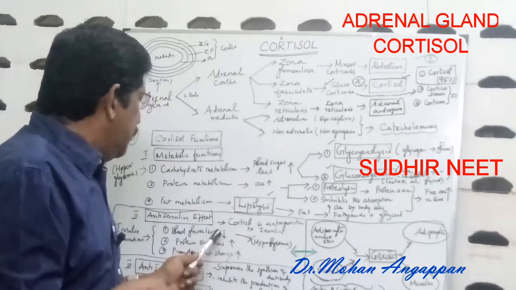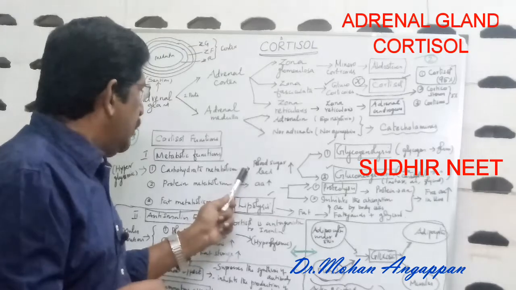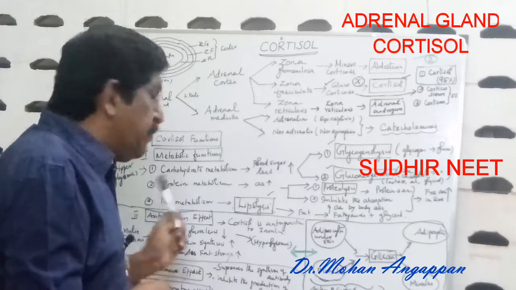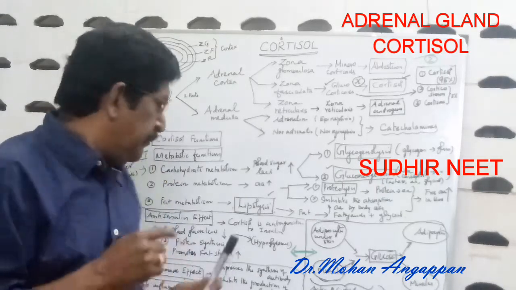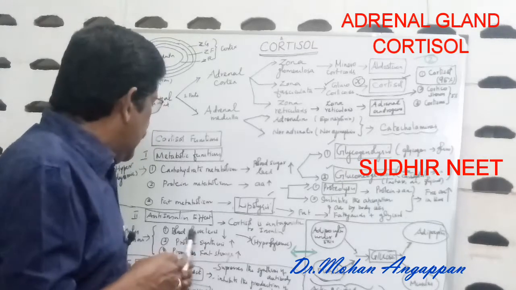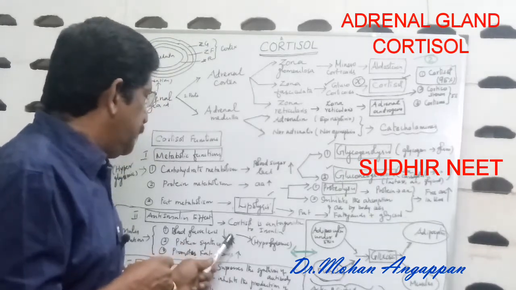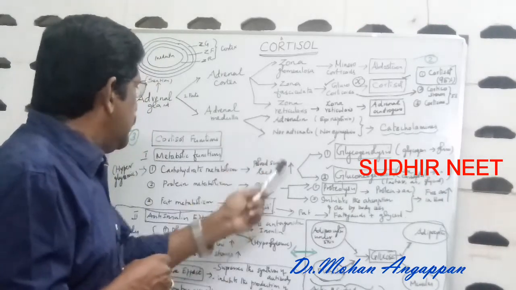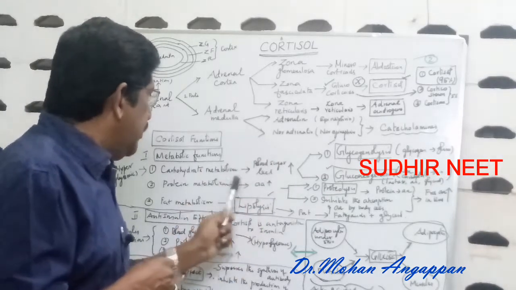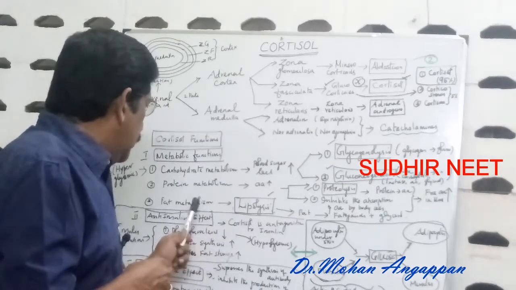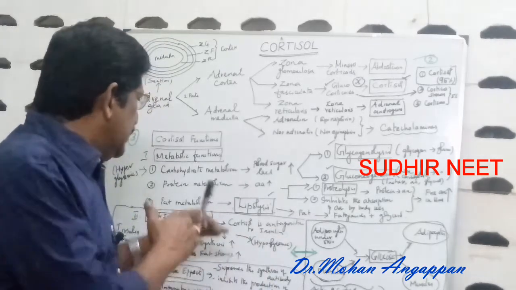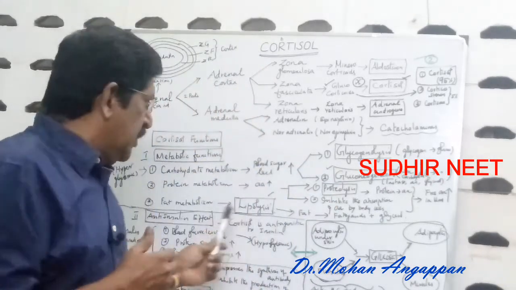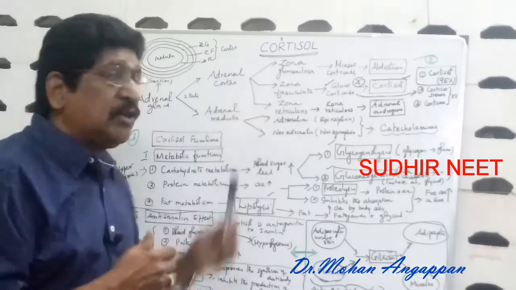Insulin decreases the blood glucose level, whereas cortisol increases the blood sugar level. So insulin is a hypoglycemic hormone, you must remember. And then insulin increases protein synthesis and promotes fat storage, whereas here cortisol breaks down protein into amino acids and breaks down fat into fatty acids. So just opposite, antagonistic to insulin. This is the antagonistic effect of insulin with cortisol.